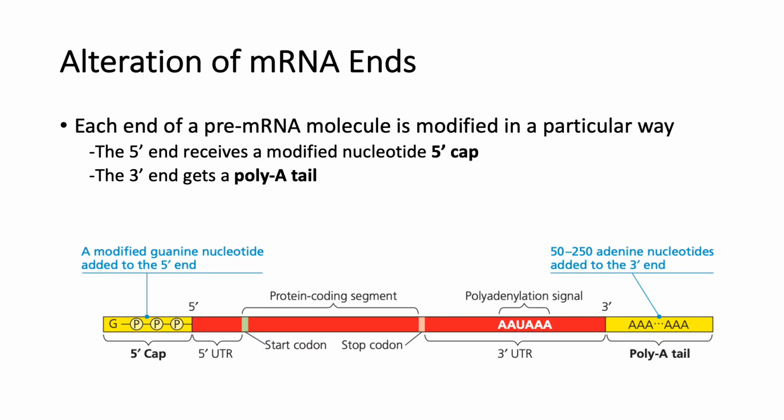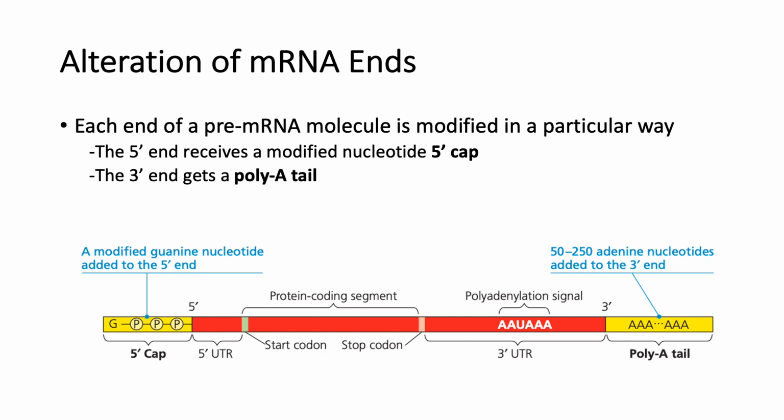One of the ways in which the primary transcript or the pre-mRNA molecule is modified is through alteration of its ends. Each end of a pre-mRNA molecule is modified in a particular way. The 5' end is synthesized first. It receives a 5' cap, which is a modified form of a guanine nucleotide added onto the 5' end after the transcription of the first 20 to 40 nucleotides.